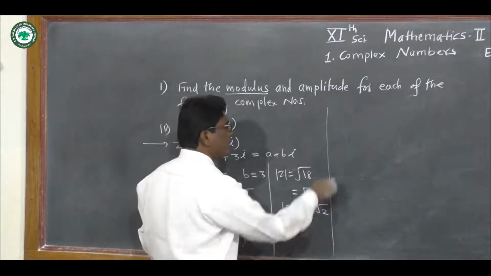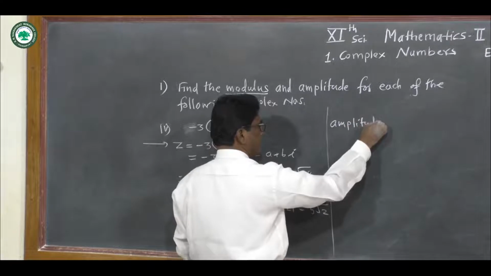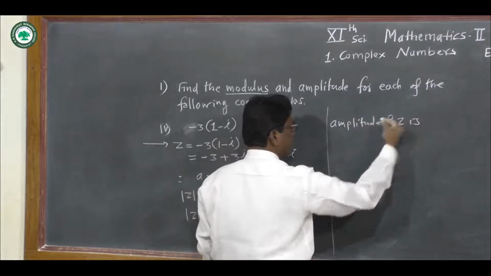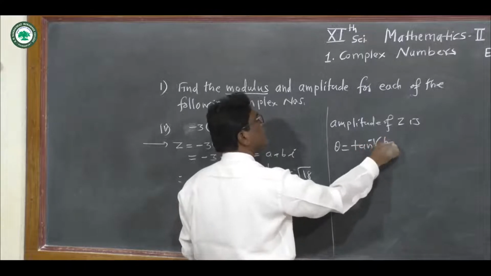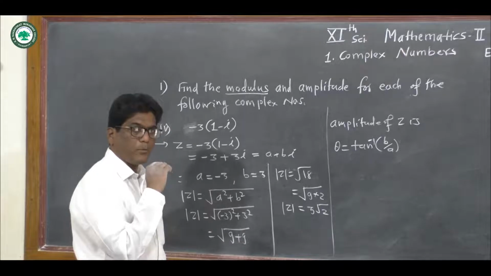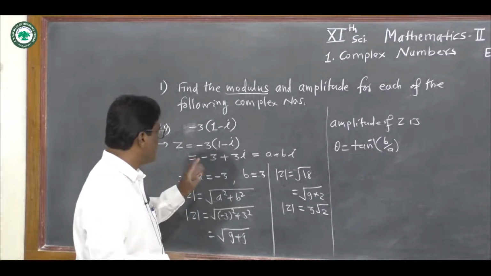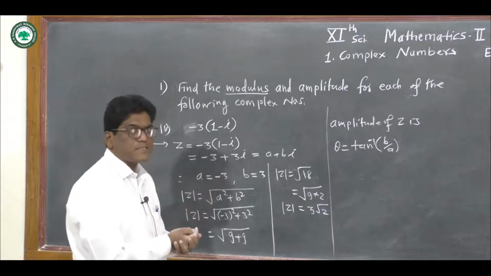Now here amplitude of z. Amplitude of z is given by theta is equal to tan inverse of b upon a. Theta is equal to tan inverse of b upon a. Now here we put the value of b and a. B is here 3 and a is minus 3.